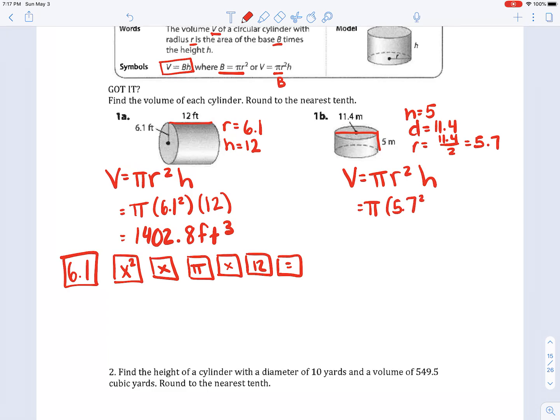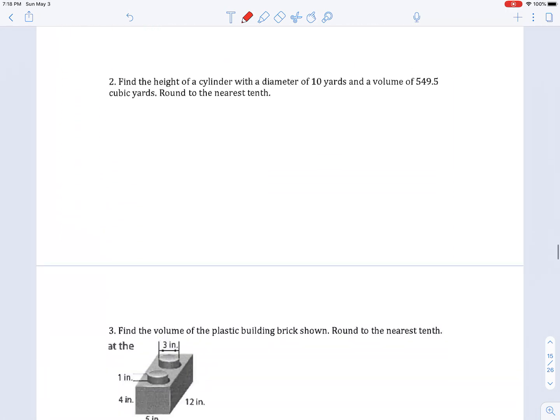Pi times my radius squared times my height. So again, we would start out with order of operations, 5.7 squared times pi times 5 gives me a total volume of 510.4 meters cubed. Be careful, make sure you pay attention to your labeling.